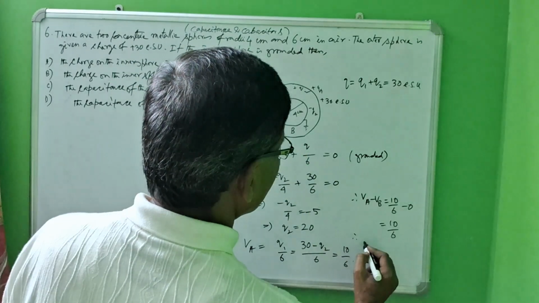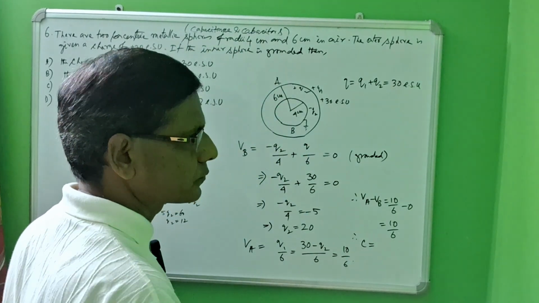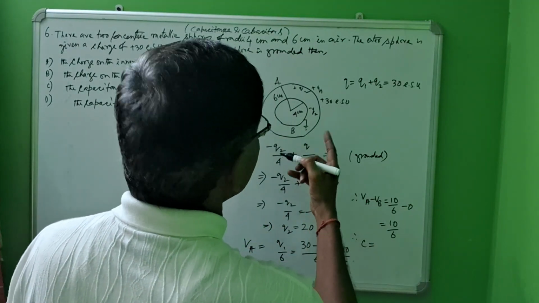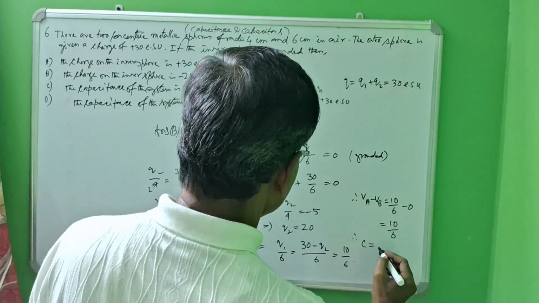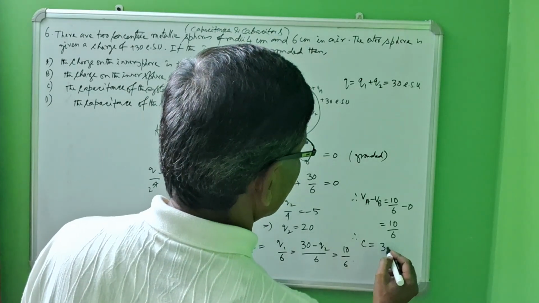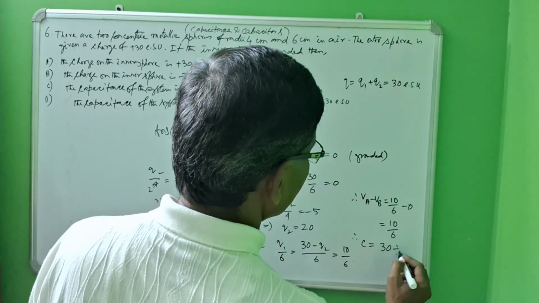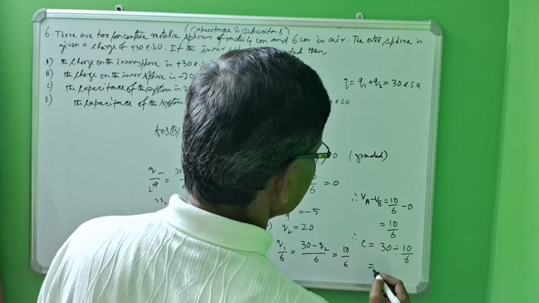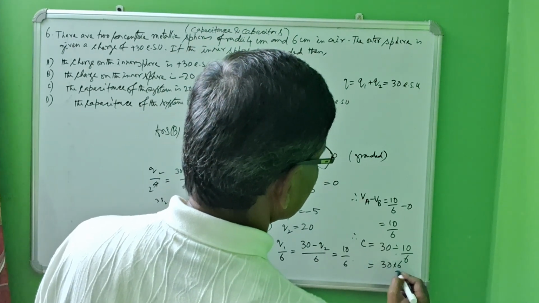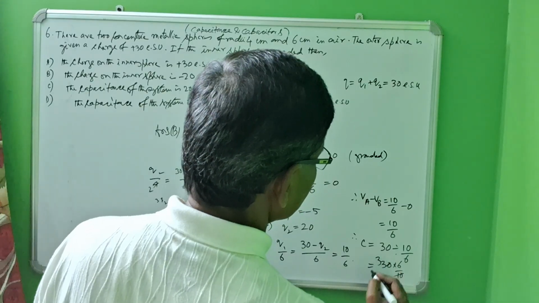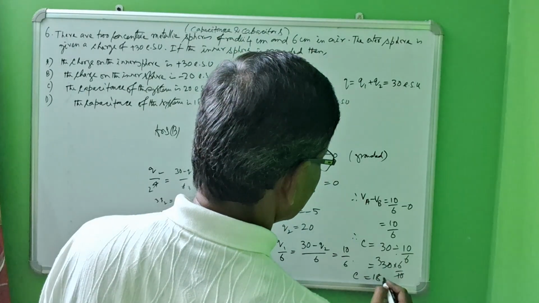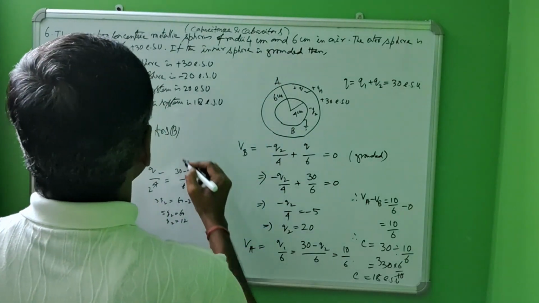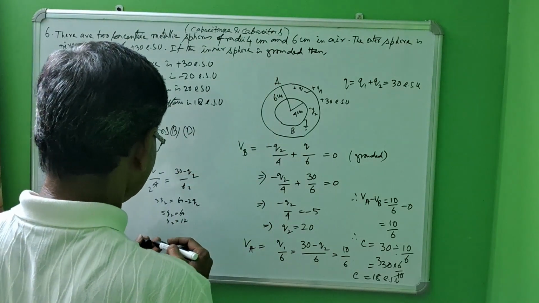So the capacitance C of the total system will be equal to 30 divided by 10 by 6, equals 18. So C equals 18 ESU unit. So answer D is also correct.